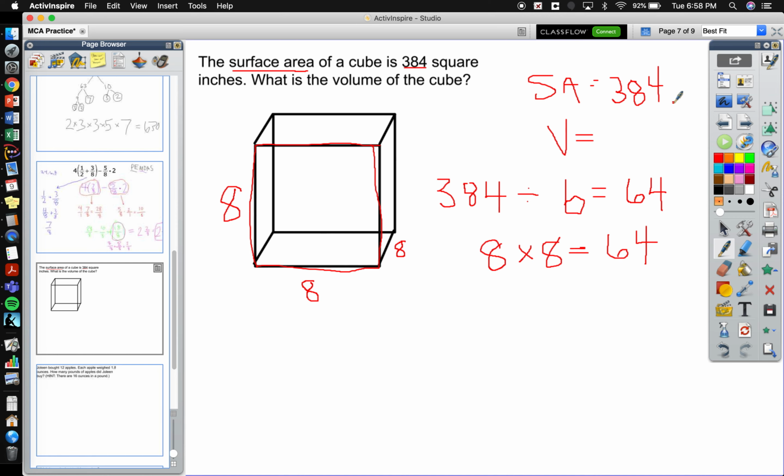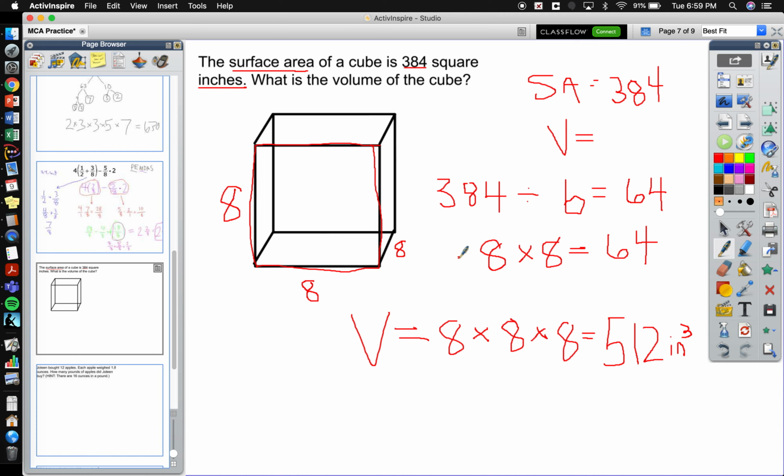So we know the surface area is 384. Now we have to find the volume. And volume is length times width times height. So the volume is going to be 8 times 8 times 8. And if we throw that into our calculator, we get 512. You have to remember the units. We are given inches in the problem, so it's going to be inches. And because it is volume, it is inches cubed. If we had a bunch of blocks that were 1 inch on each side and put them in this bigger box that was 8 by 8 by 8 inches, we'd need 512 of them to fit inside this box.